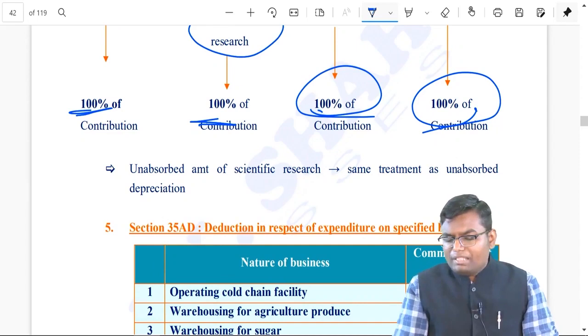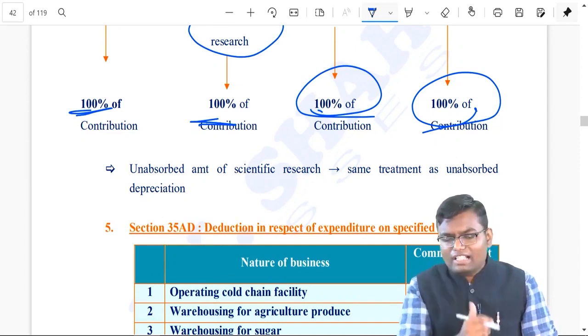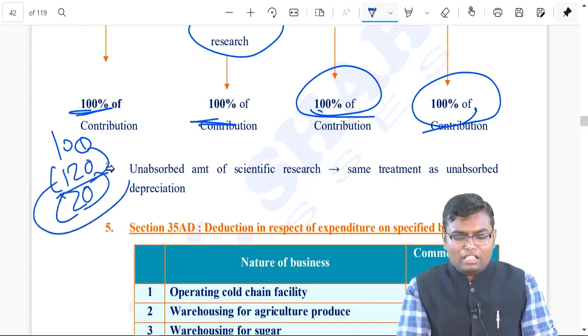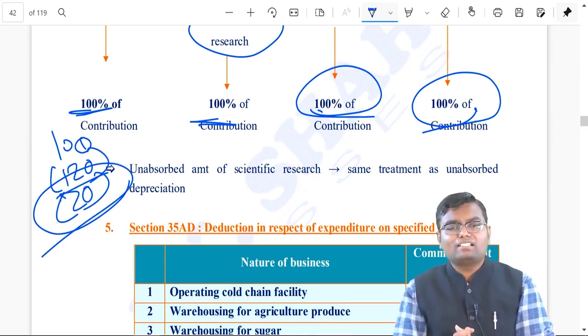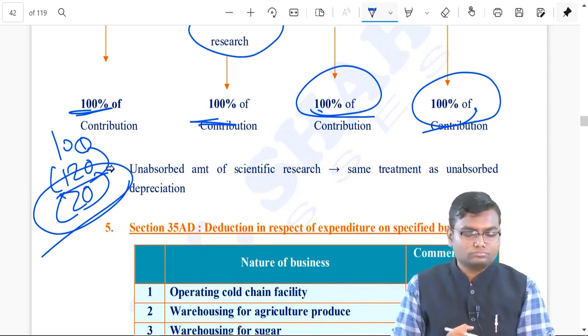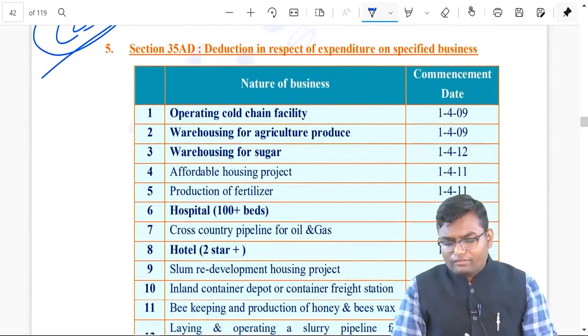What if my PGBP income before this section 35 deduction is 100, and my deduction under section 35 is 120? The balance 20 will be called unabsorbed scientific research expenditure, which has the same treatment as unabsorbed depreciation. So that was section 35.